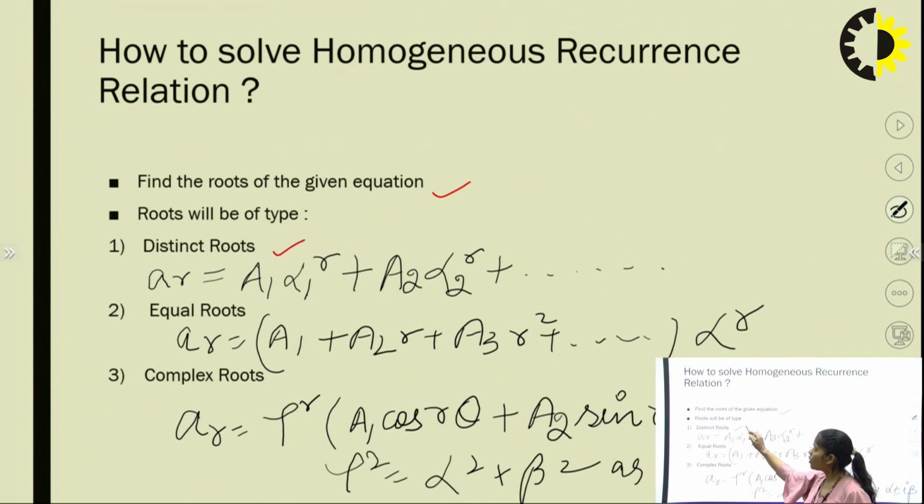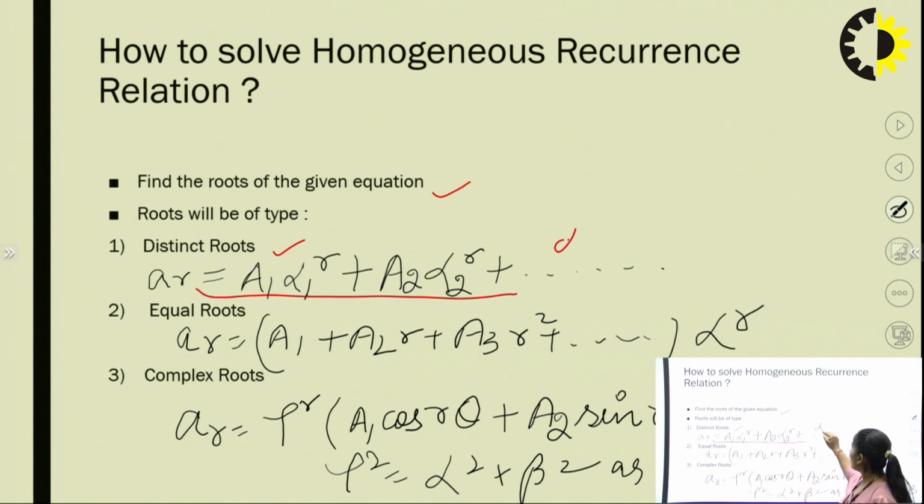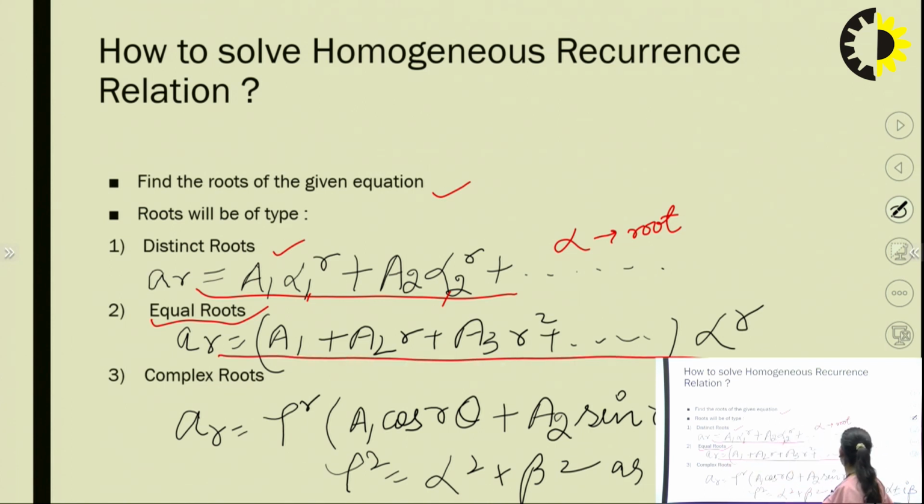The first condition is distinct roots. When we get distinct roots, the solution of the given recurrence relation will be in this form, where alpha is a root of that equation. When we have multiple alpha values, we use the solution in this form. Now come to the next type, the equal root form. This is the second condition. When equal roots are given in the question, the solution will be in this form. Here we use alpha to the power r as the common value because the roots are equal, right?